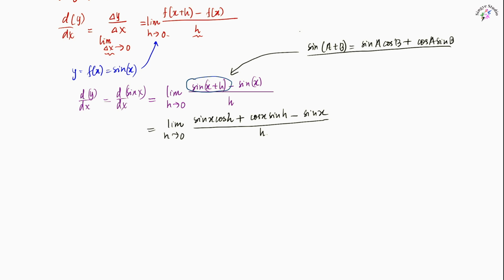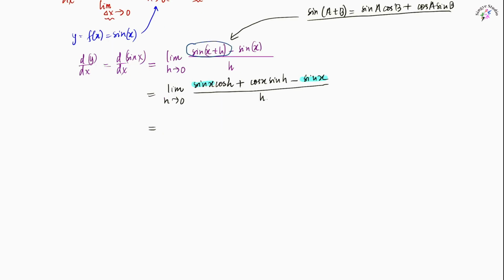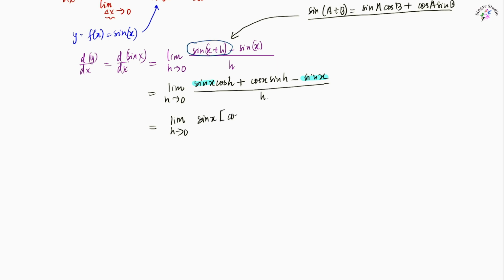Now in this expression, we can find that sine x is common. We can collect sine x as common. By doing that, we will get the limit as h approaches 0 of sine x times cosine h minus 1, divided by h, plus cosine of x sine of h upon h.